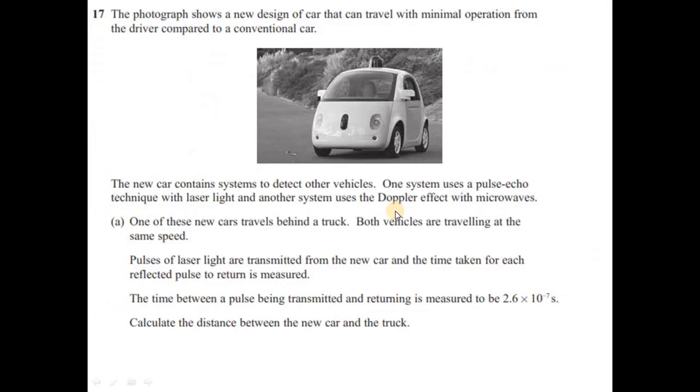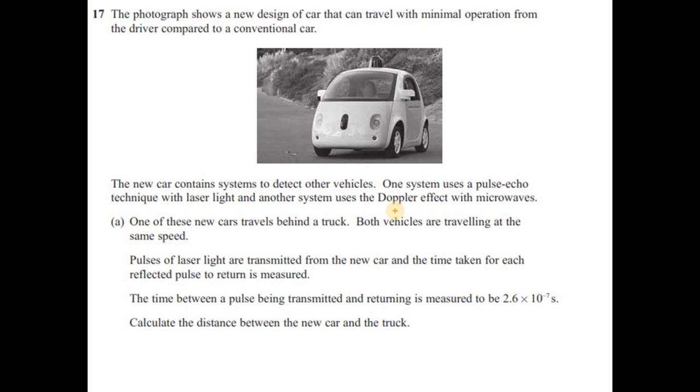Question number 17. The photograph shows a new design of car that can travel with minimal operation from the driver compared to conventional cars. The new car contains systems to detect other vehicles. One system uses a pulse echo technique with laser light, and another system uses the Doppler effect with microwaves.